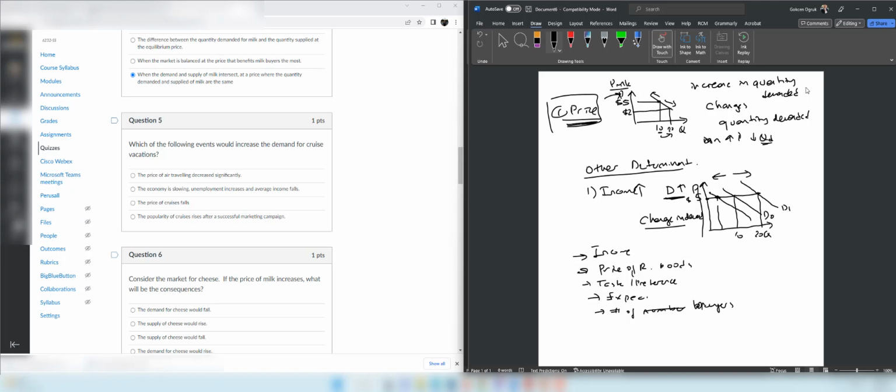The popularity of cruises rises after a successful marketing campaign. So this is definitely going to increase demand. This is in the category of taste and preference. Therefore, the right answer is this one.